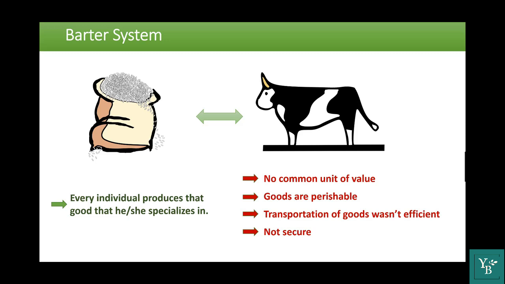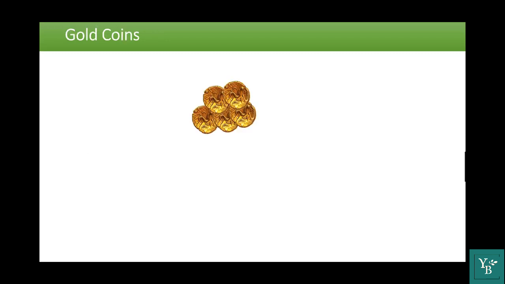Then we approached the concept of gold coins. Men soon realized that gold was a common good that was valued by everyone. And that solved one of the basic problems of the barter system, that there was now a common unit of value. Gold coins were also non-perishable. They also had a very important point, and I would like you to note this down for when we reach the stage of the Bitcoin.